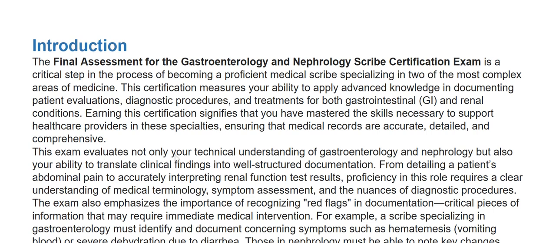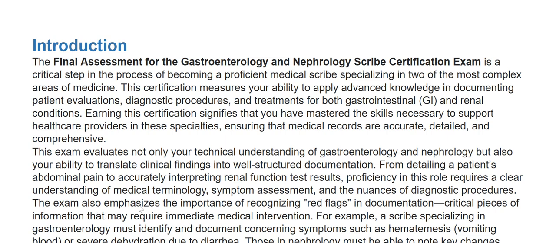This exam evaluates not only your technical understanding of gastroenterology and nephrology, but also your ability to translate clinical findings into well-structured documentation, from detailing a patient's abdominal pain to accurately interpreting renal function test results. Proficiency in this role requires a clear understanding of medical terminology, symptom assessment, and the nuances of diagnostic procedures.